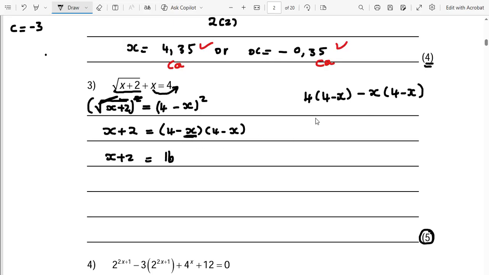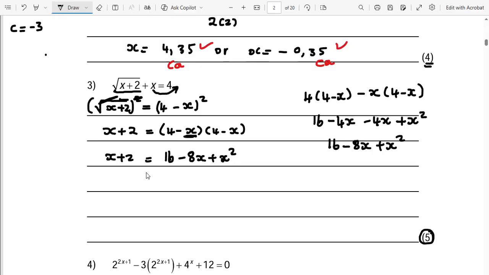Then this gives us 4 times 4, that's 16. 4 times minus x, that's minus 4x. Then minus x times 4, that's minus 4x. And then minus x times minus x, that's positive x squared. You add the like terms, this gives us 16 minus 8x plus x squared. That's what you have when you put it in the correct standard form. So this will be minus 8x then plus x squared.